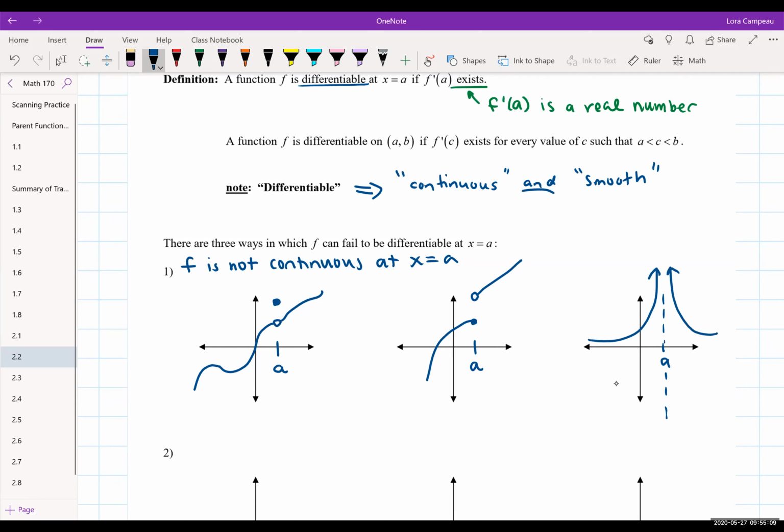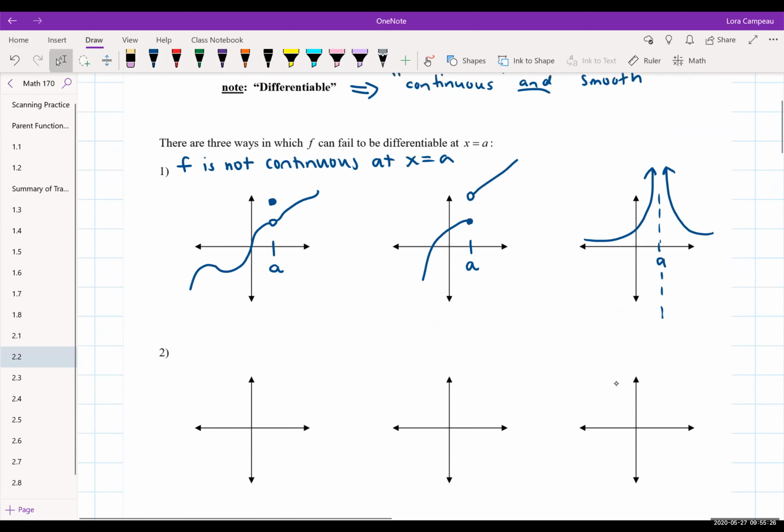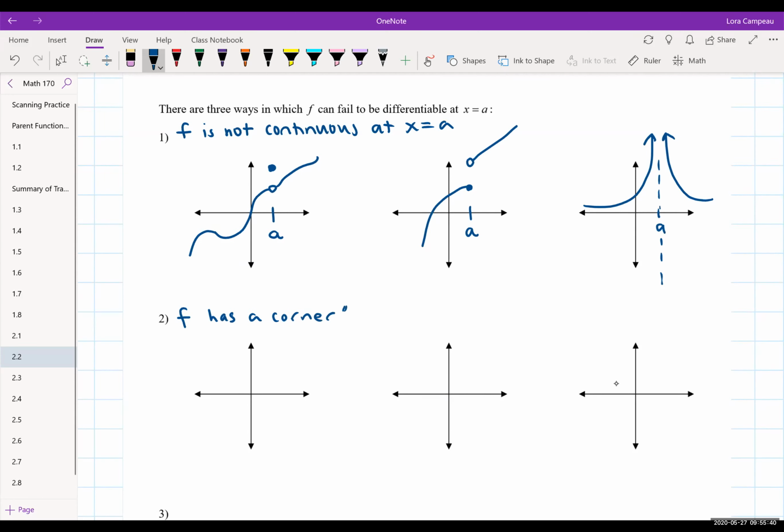Some of the samples that we were dealing with in section, I think it's 1.8. So we know at x equals a, if we run into any of those cases, you can't take the derivative of the function at that particular point. So another way, sometimes you run into cases where your function f has what we call a corner at x equals a.